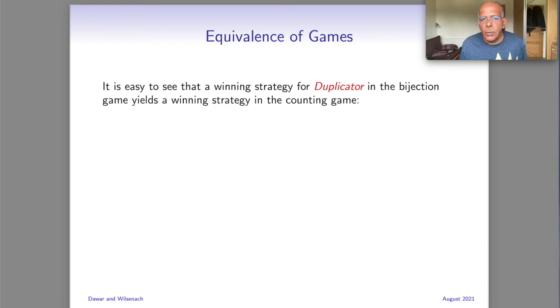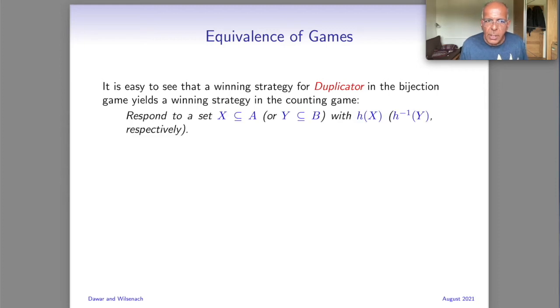Okay, so I've given you two different pebble games for the counting logic. Let me argue why these two games are equivalent. If duplicator has a winning strategy in the bijection game, you easily get a winning strategy in the Immerman counting game.